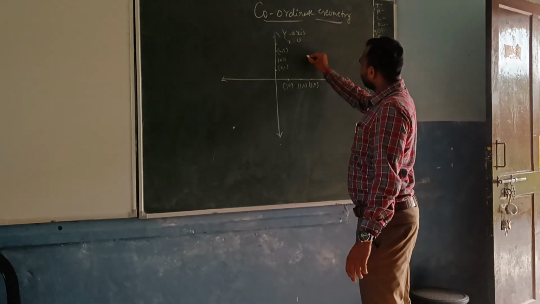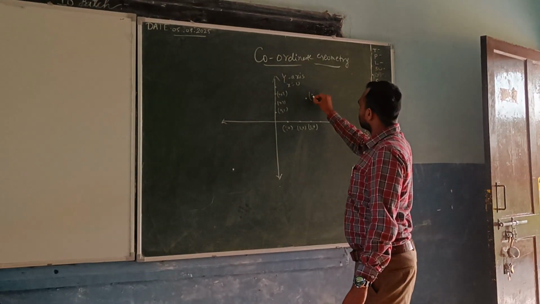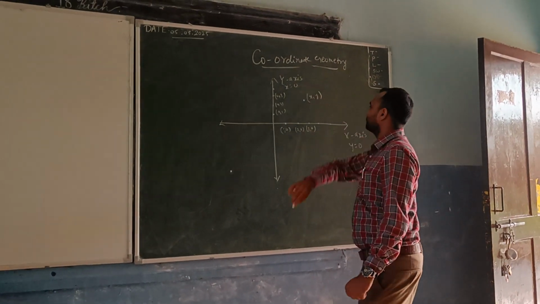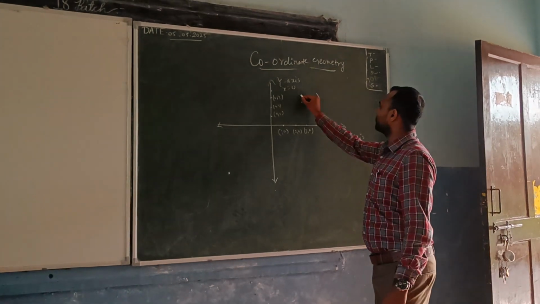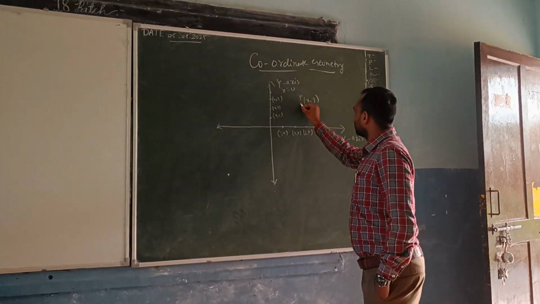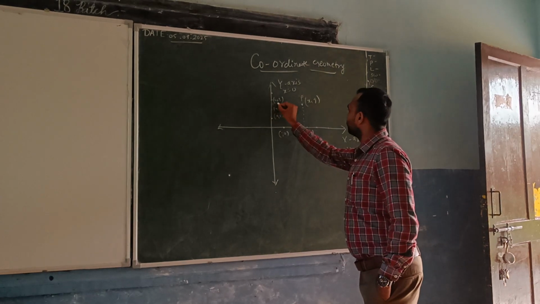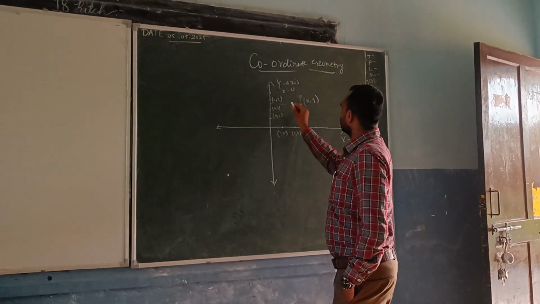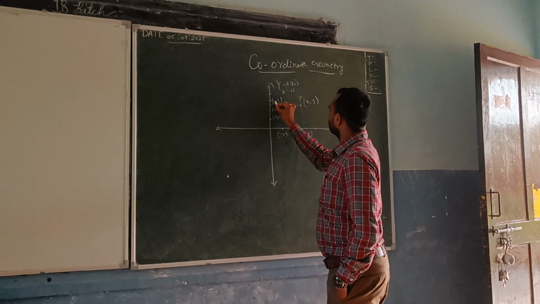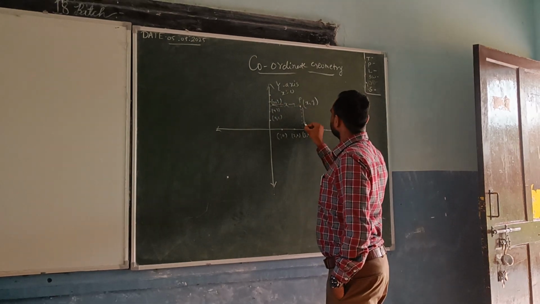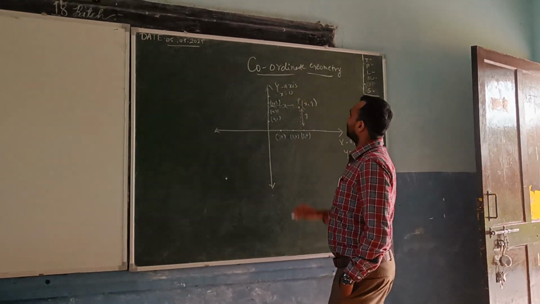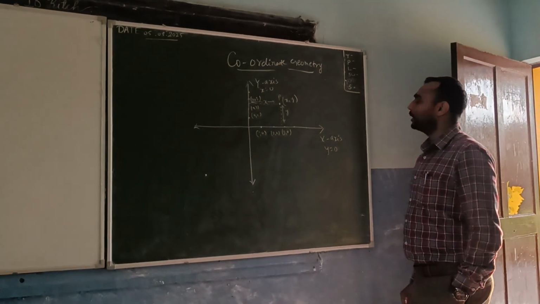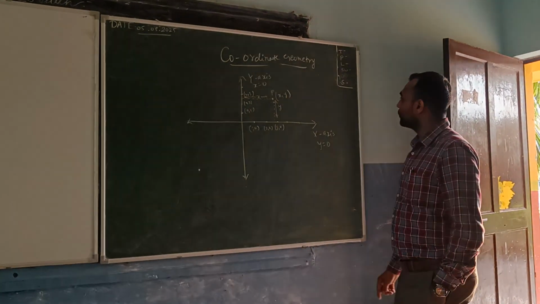And for any random point on the coordinate axes, say (x, y), suppose this point is P. Definitely this distance is x and this one is y. So the coordinates of P are written as (x, y).